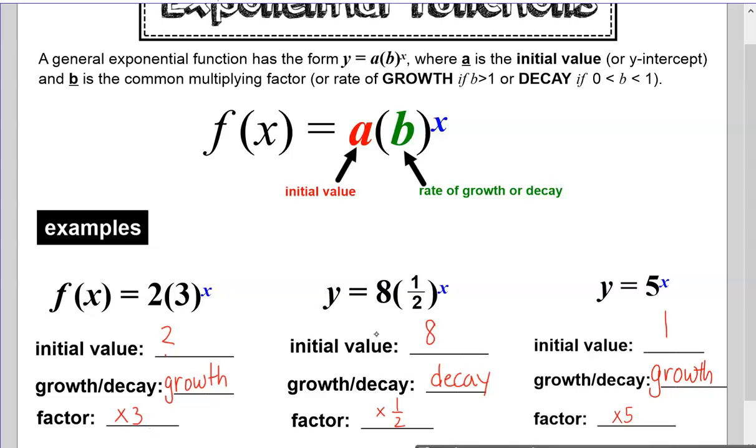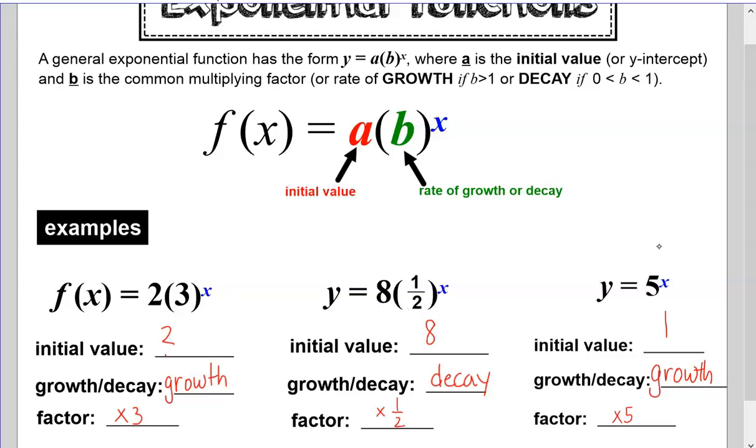In our second example here, our initial value is 8. It is a fractional value between 0 and 1, so therefore it's a decay. And then our rate of change is a decay of multiplying by 1/2. So each time our value will go down by 1/2. So we start at 8, then we go down to 4, then we go down to 2, then we go down to 1, right? So we decrease by half each time.